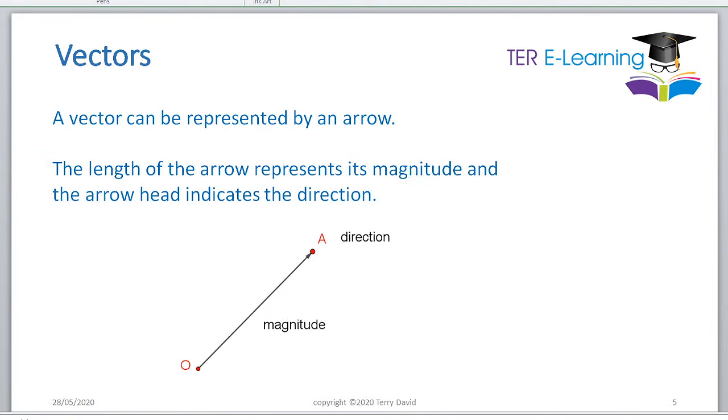Now, a vector is typically represented using an arrow. The length of the arrow represents the magnitude, or the size, of the vector. Remember I said a vector has magnitude and direction. So if we use an arrow to represent a vector, the arrowhead tells us the direction of the vector, and the length of the arrow tells us the magnitude. So an arrow can be used to represent a vector.